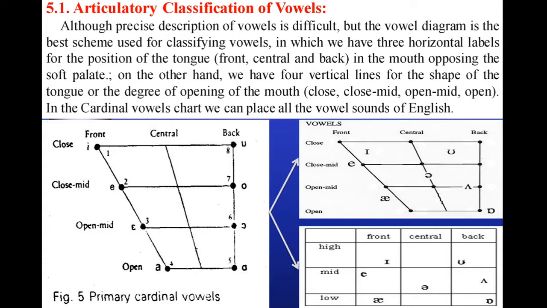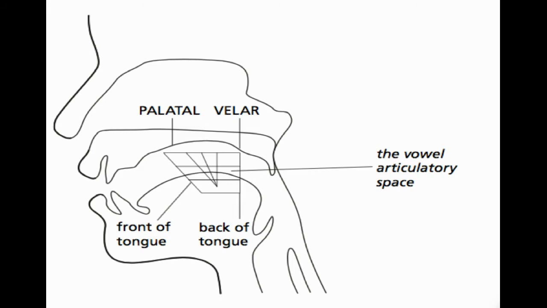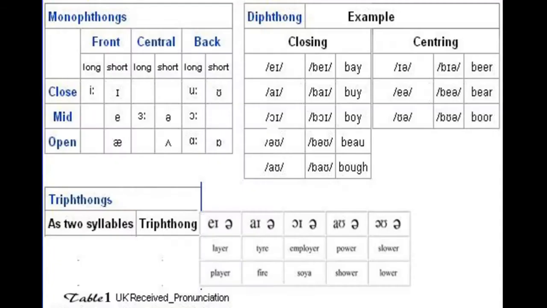In the cardinal vowels chart, we can place all the vowel sounds of English. The set of phonemes consists of two categories: vowel sounds and consonant sounds. This part is devoted to vowel sounds. For starters, vowels are speech sounds that involve pulmonic air, where you produce the sound by pushing air from your lungs out of your body through the mouth and sometimes the nose. Vowel sounds are all voiced.